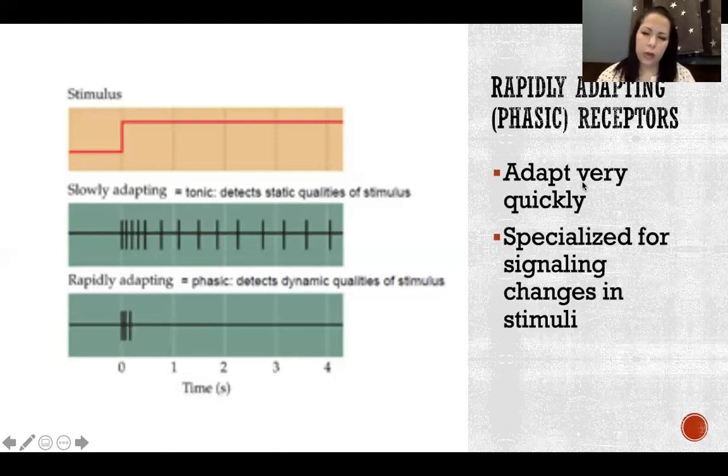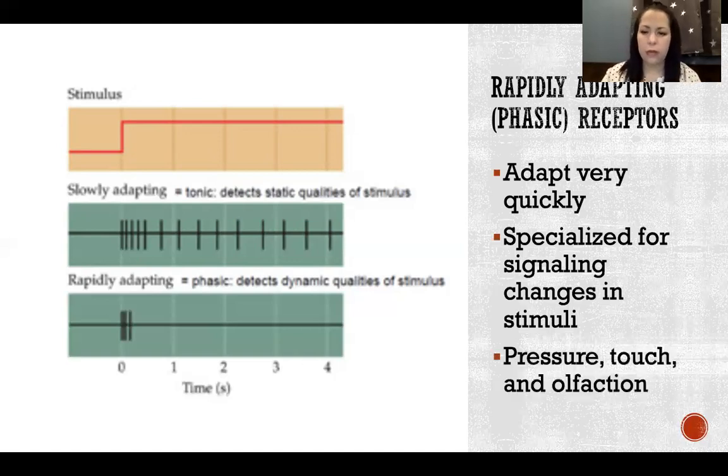They're specialized for signaling changes in stimuli, and their intention is not to just constantly send the same signal over and over about a stimulus. Rather, they slow down and stop sending that signal to alert us that the stimulus is there. That would be like pressure, touch, and olfaction, just as a few examples. Olfaction being our sense of smell.